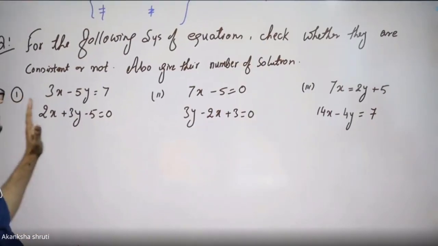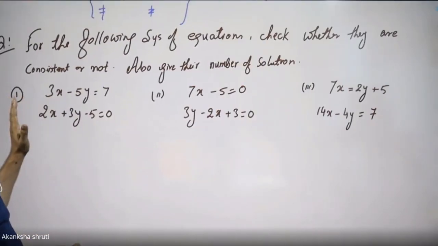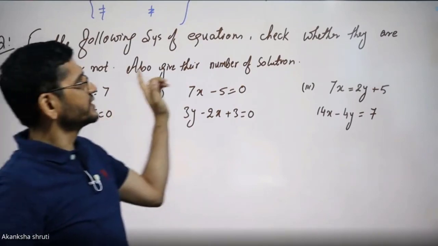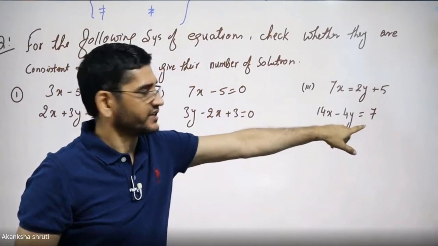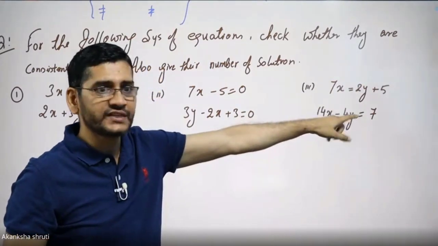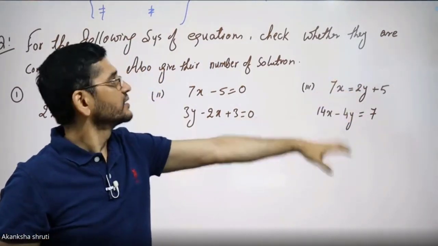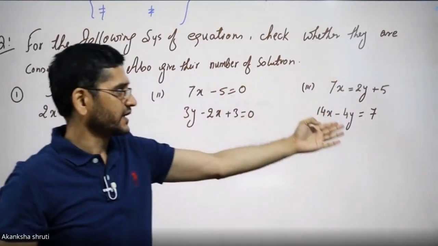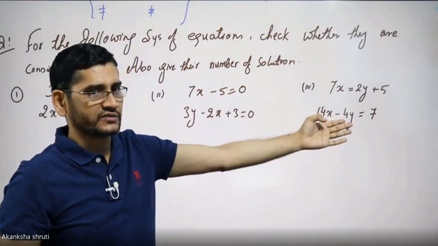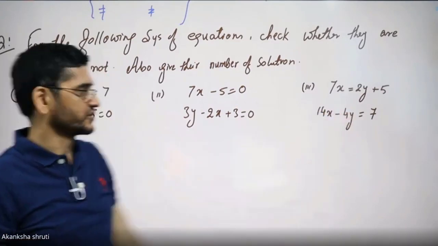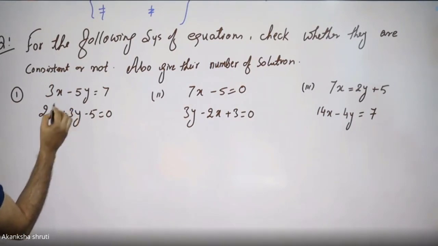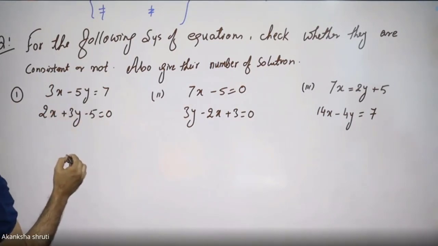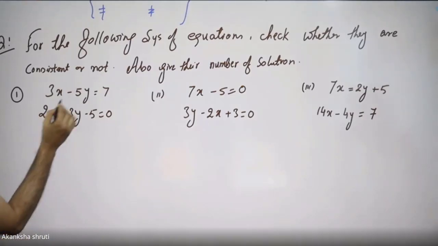Let us come to the first question. In these questions we have to check whether this system of equations, the pair of equations, is consistent or not, meaning whether they can be solved or not. The next part is, if they can be solved, how many solutions, or if not solved, then no solution. That is all we have to give. Student, the very first thing you have to write is the a1, a2, b1, b2 from here. It's that simple.